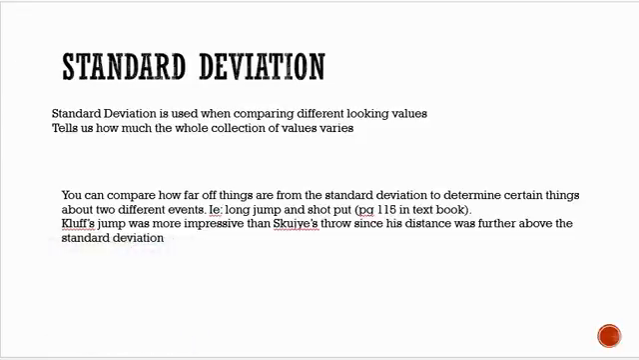Standard deviation. We learned in the previous lesson, standard deviation is used when comparing different looking values. It does tell us how much the whole collection of values varies. You can compare how far off things are from the standard deviation to determine certain things about two different events. On page 115 in your textbook, you are given an example of the long jump and shot put. Your long jump was more impressive than the shot put throw, since the long jump distance was further above that standard deviation than the shot put.